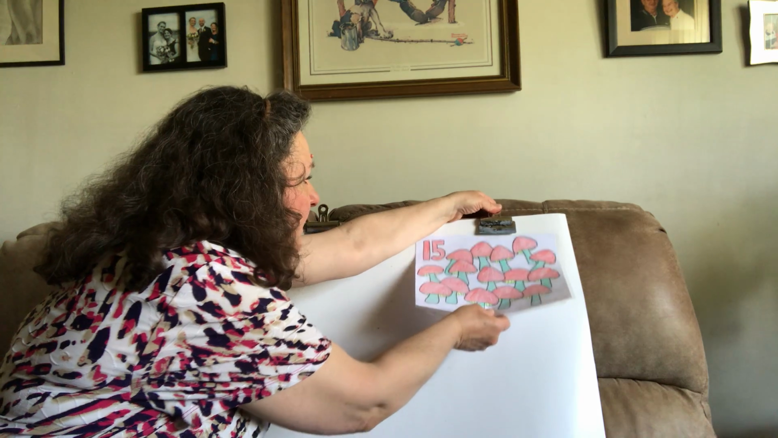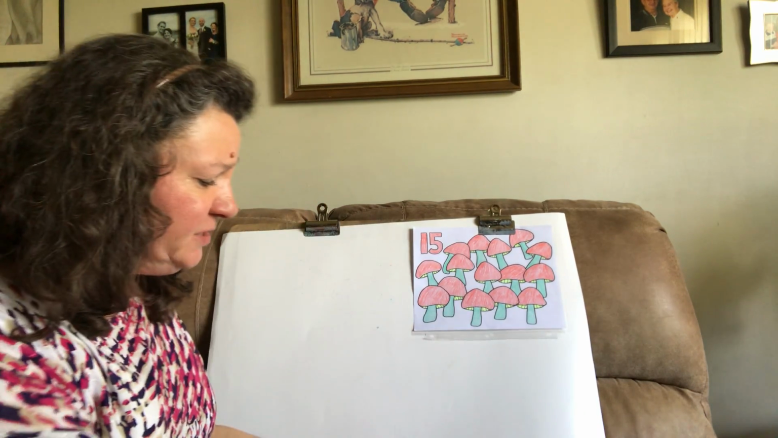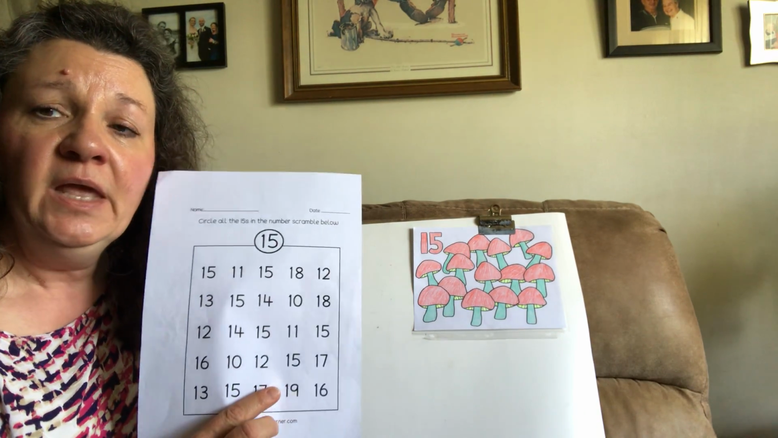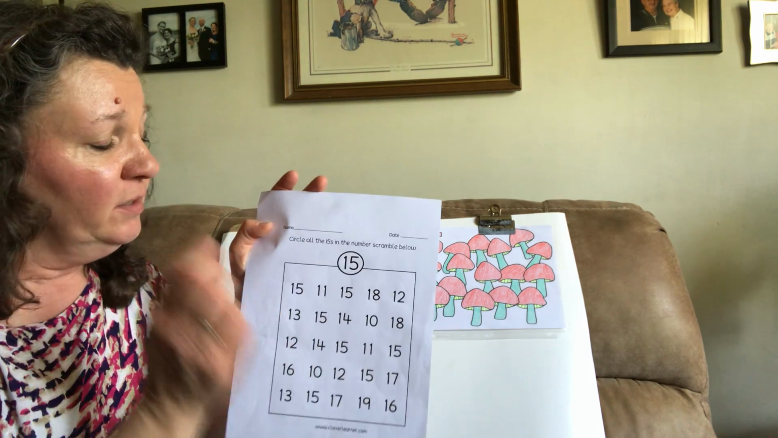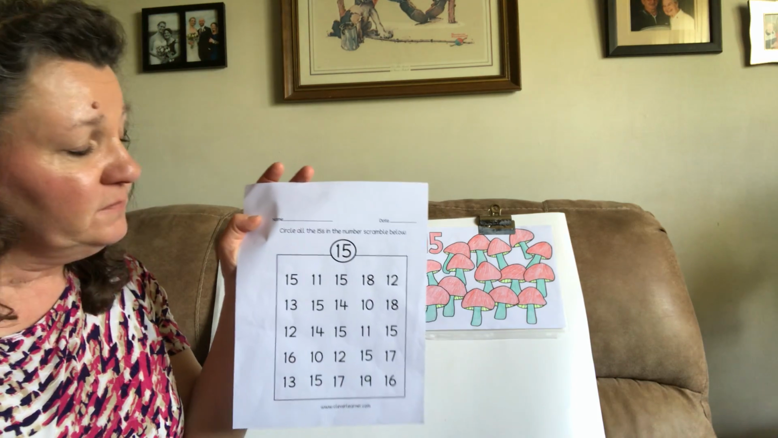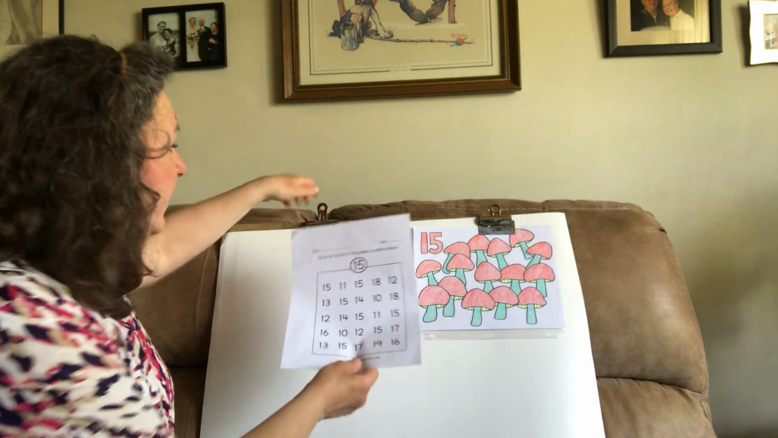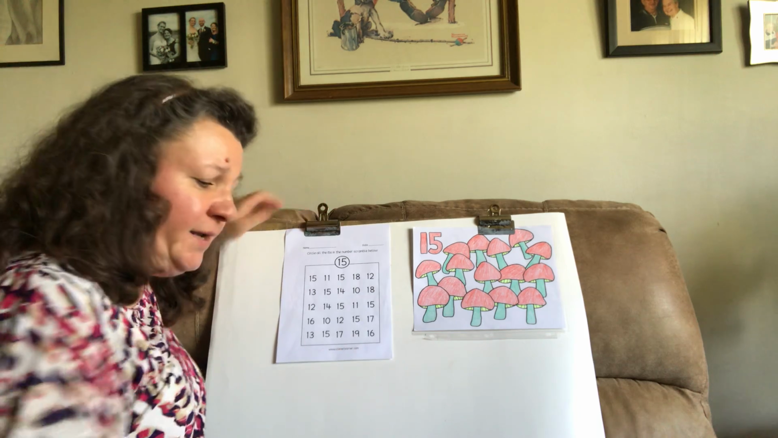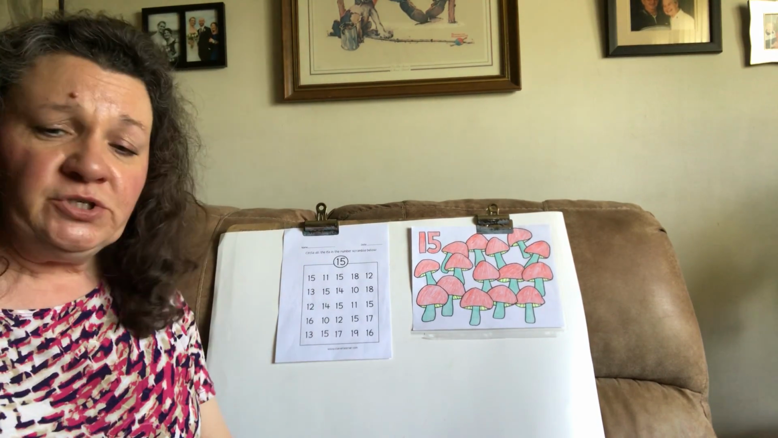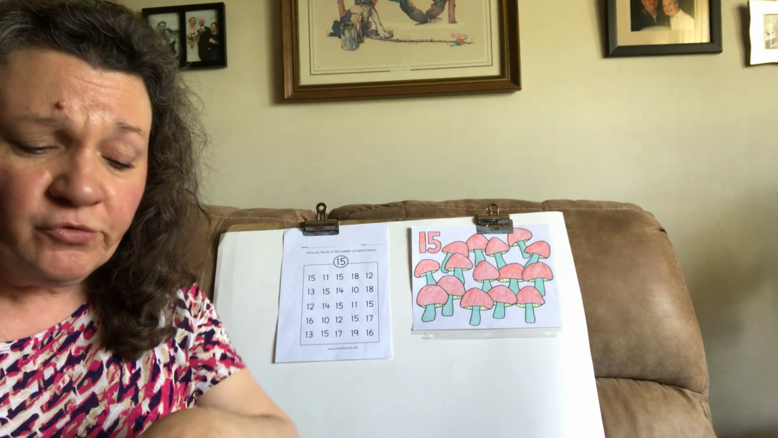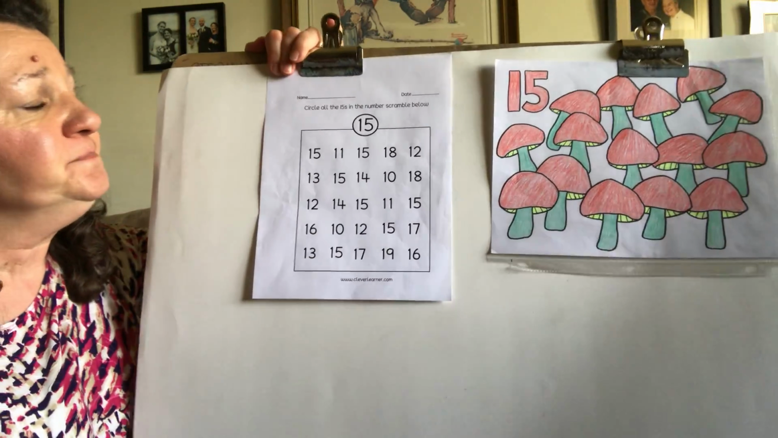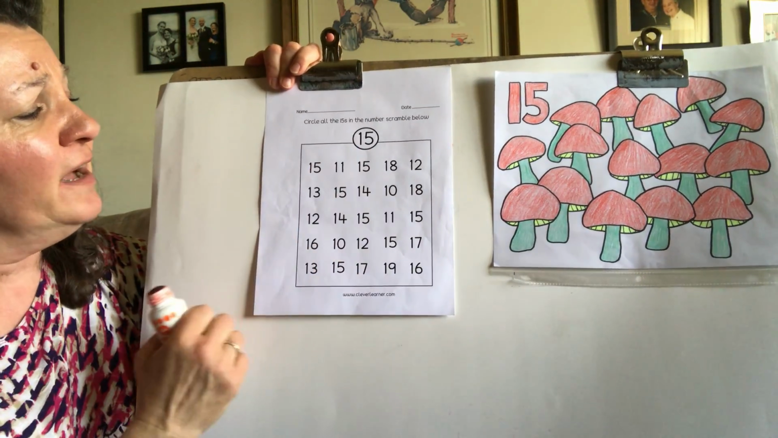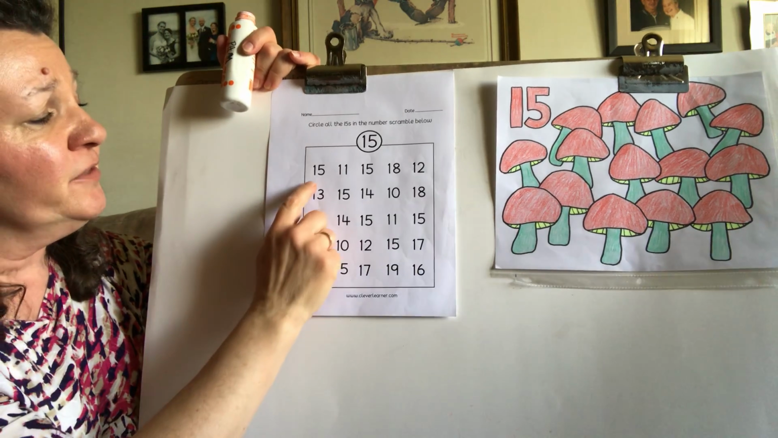So for the number 15, we have this paper here, and we're going to do a number search. If you have a dauber, you can dot the number 15. If you don't have a dauber, you can just circle it with a crayon. All right, so what we're going to do is take our dauber or your crayon, and look for the number 15. Okay, remember 15 is a 1 and a 5. So let's go across the top row together.